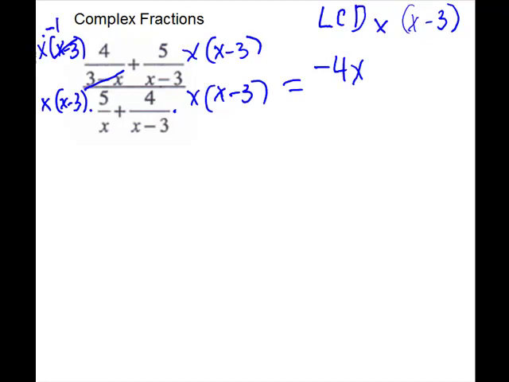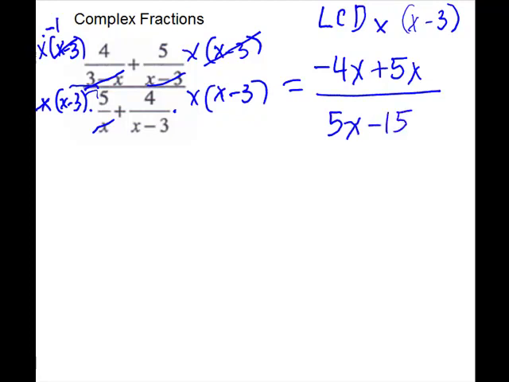On the second fraction, the x minus 3 goes out. We are left with 5x. On the denominator, the x will go out. The 5 will need to distribute. So we will have 5x minus 15. And in the second fraction, the x minus 3 will go out, so we have plus 4x.